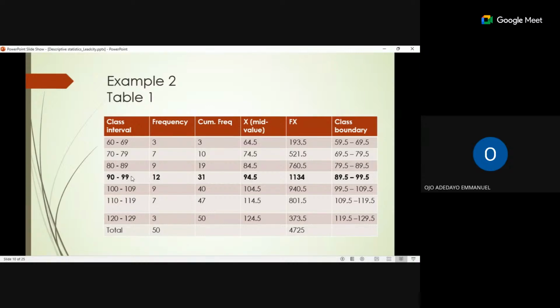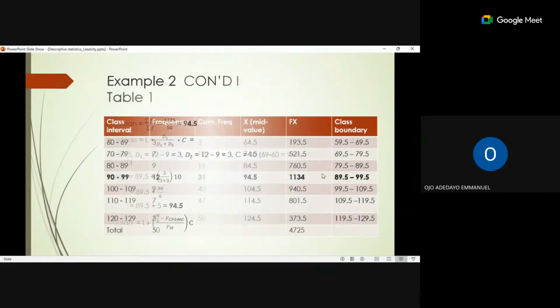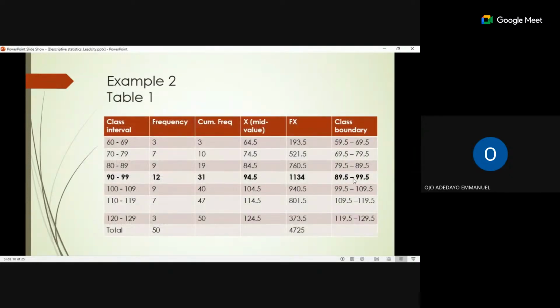Now, you will not trace the modal class down to the class boundary. You trace the modal class. That's why I put it in bold. You will trace this modal class down to class boundary. Then you are going to bring the class boundary out, which is the class boundary that we're having here, which is what? 89.5 to 99.5. Note that it is very, very important.